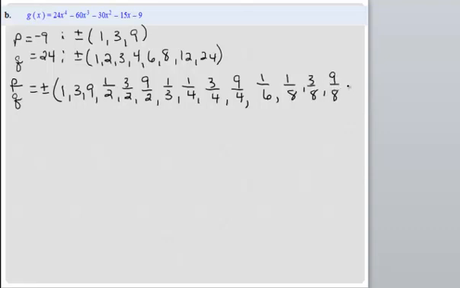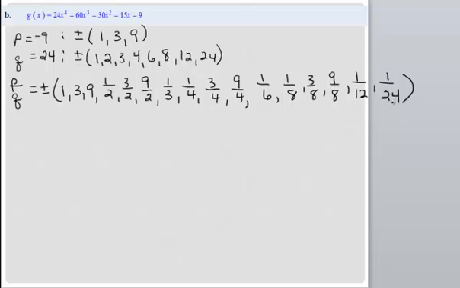Then we have 1 over 12. 3 over 12 is 1/4, and 9 over 12 is 3/4. So then we have 1 over 24. 3 over 24 is 1/8, I have that one. 9 over 24 is 3/8, we have that one. So those are all our possible rational real zeros. It's kind of redundant, but that's the list.